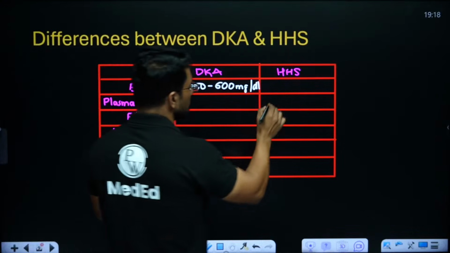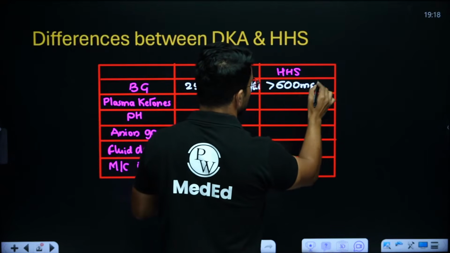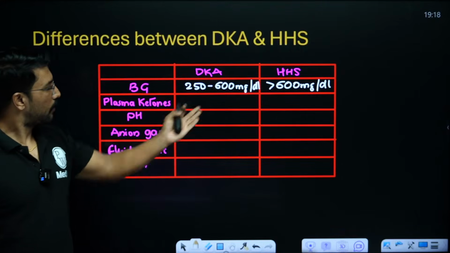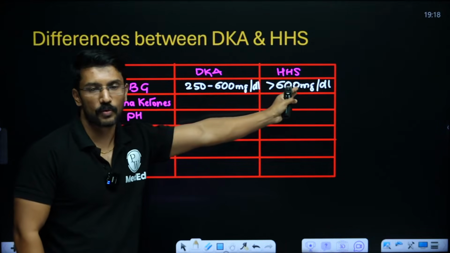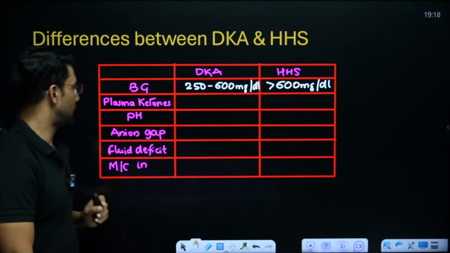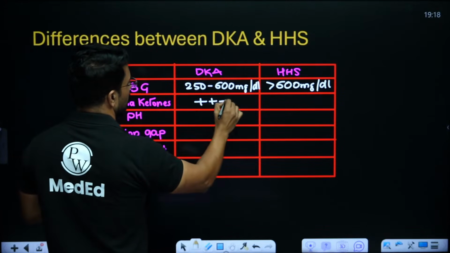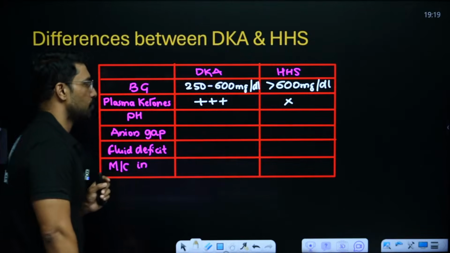But the HHS patients usually present after their blood glucose level has crossed more than 600 milligrams per deciliter. Why? Because these patients develop acidotic symptoms, they present early. These patients don't develop acidotic symptoms, so they present late. Okay. The plasma ketones will be detectable or positive in DKA patients. They are generally absent in HHS patients.